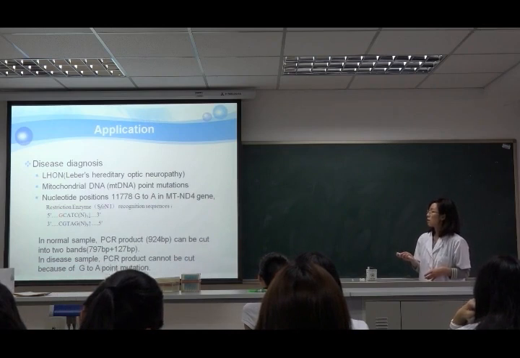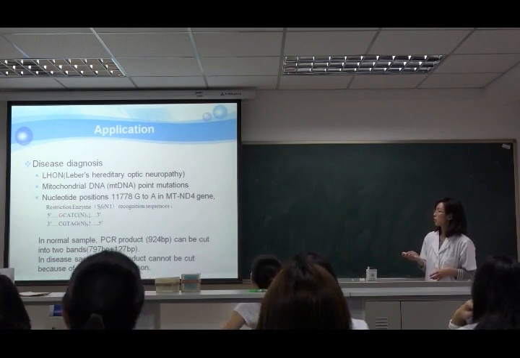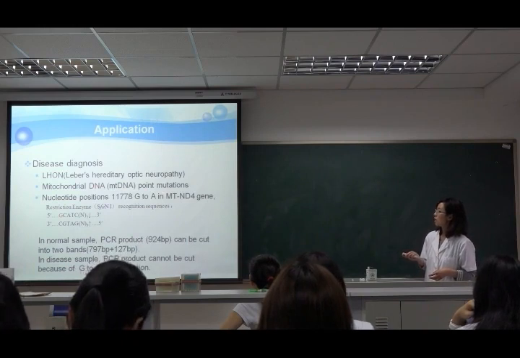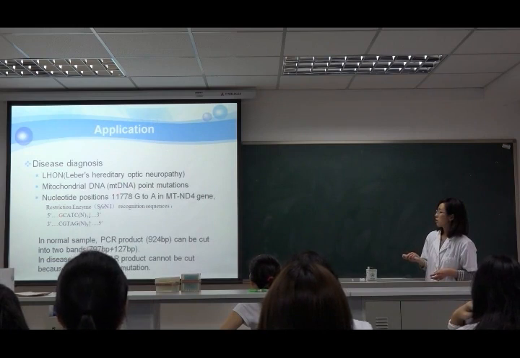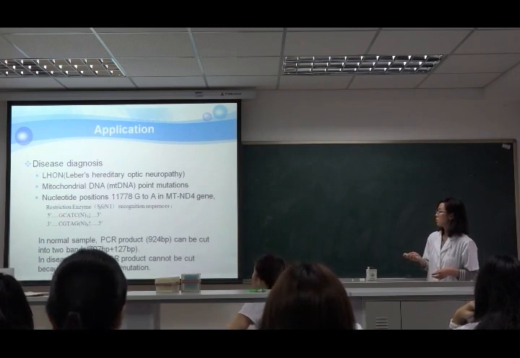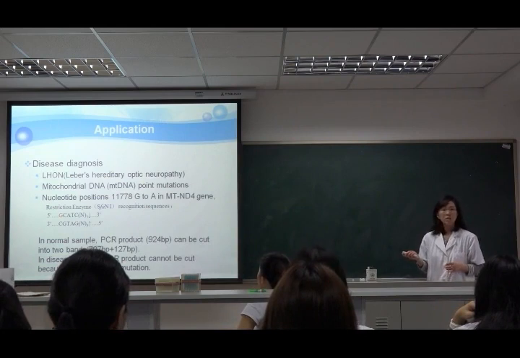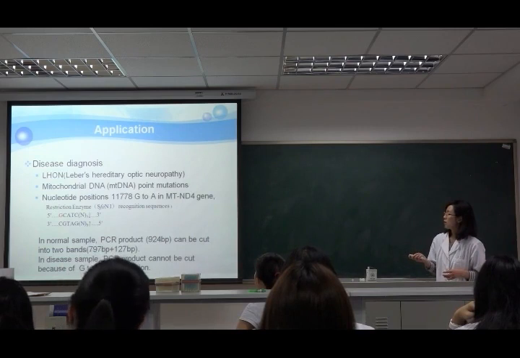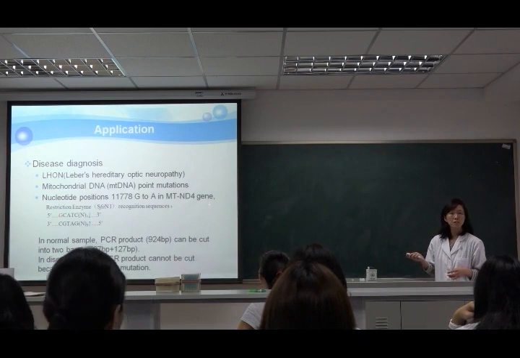We found that the most important mutation causing this disease is a point mutation in the mitochondrial DNA. The 11778 G>A mutation is the most common cause, and is very important. This is in the mitochondrial ND4 gene.